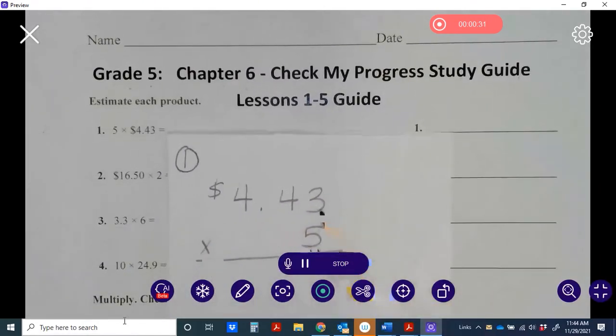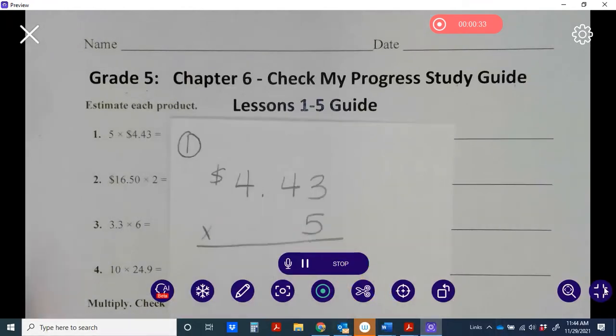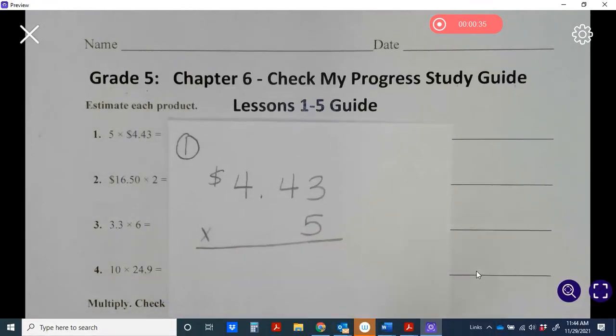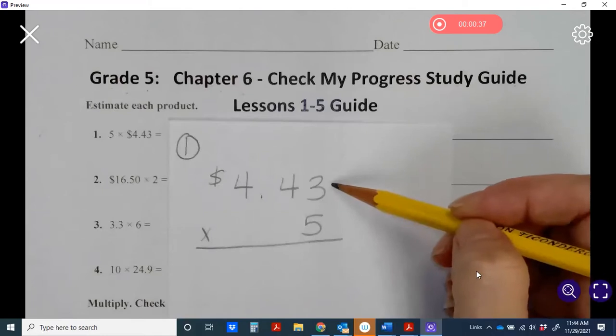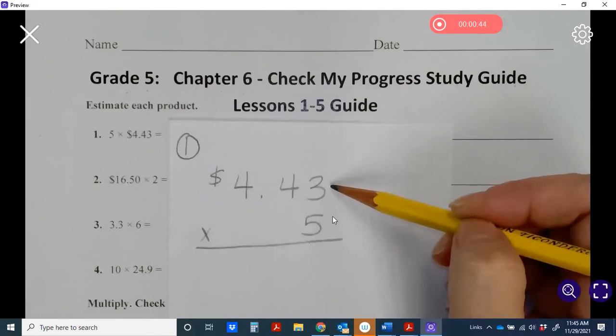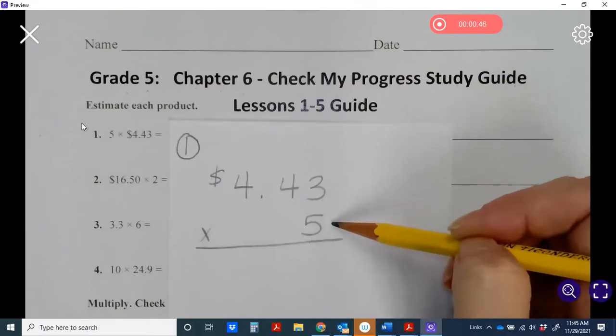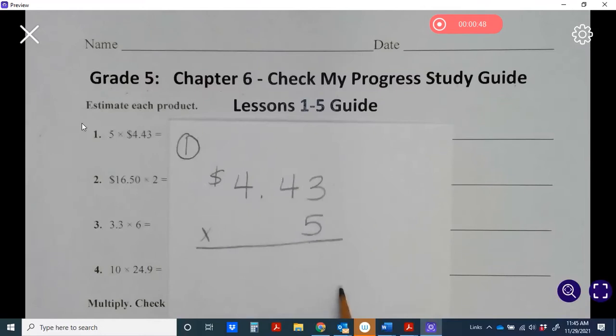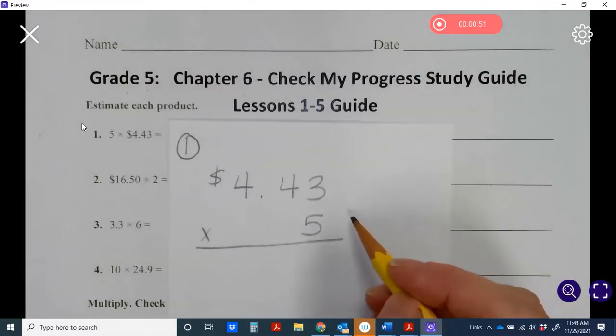$4.43 times 5. Okay, let me get rid of our buttons down here to give us more space. Now, you could write the number with more digits on the top or the bottom. I like to write the number with more digits on the top, because if you write it on the bottom, that's just going to give you more lines down here to add. So we usually write the number again with the least number of digits on the bottom.